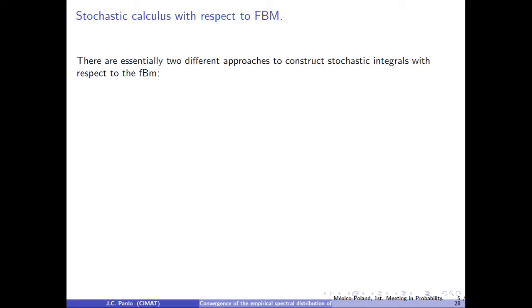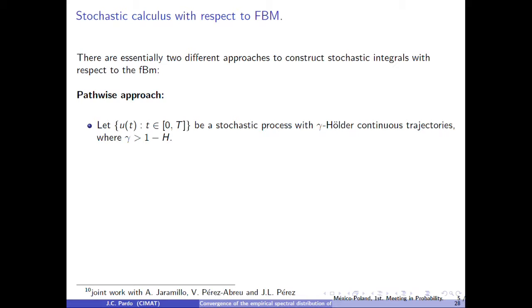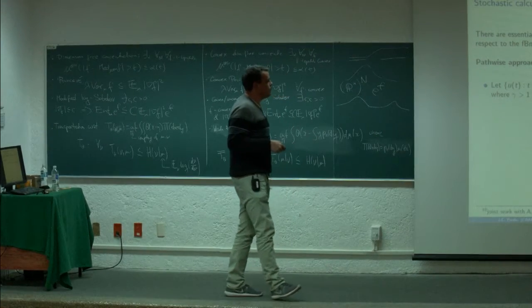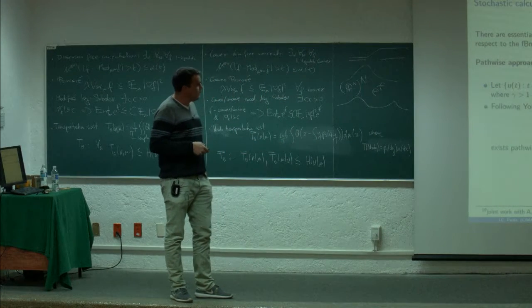So if you want to apply stochastic calculus to fractional Brownian motion, there are two different approaches. One is what we call pathwise, which uses Young integrals, and the other one uses Malliavin calculus. So the pathwise approach: you take a stochastic process u_t with gamma-Hölder continuous trajectories, where gamma is bigger than 1 minus H.